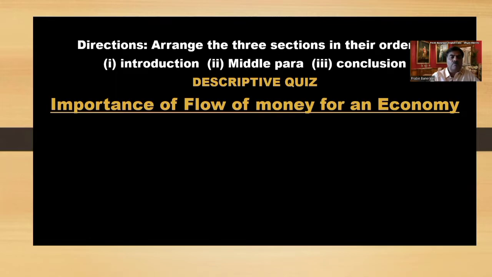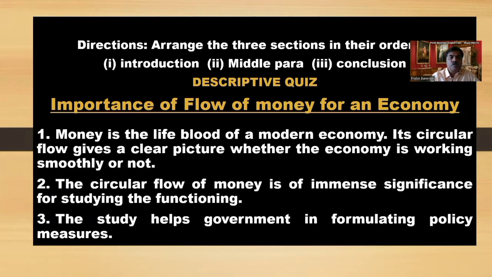Okay, here come your three sections. In section number one, money is the lifeblood of a modern economy. Its circular flow gives a clear picture of whether the economy is working smoothly or not. Section number two, the circular flow of money is of immense significance for studying the functioning. And section number three, the study helps government in formulating policy measures. Your time starts now.